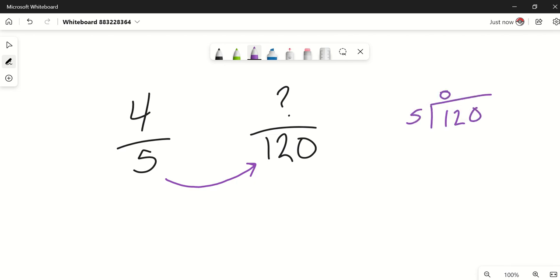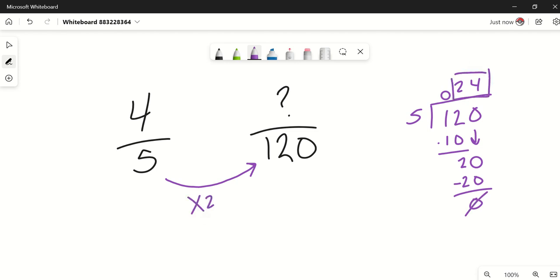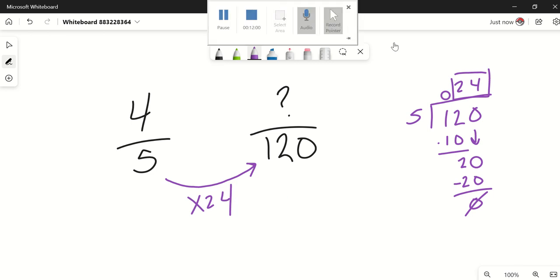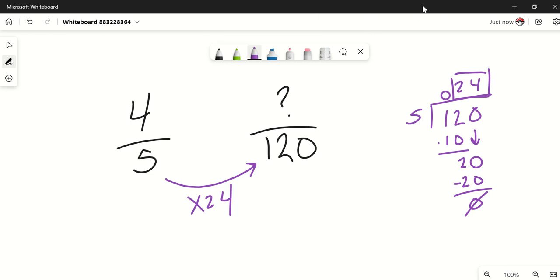5 will not go into 1. 5 will go into 12 twice. That will equal 10. When I subtract, I'll get 2 left over. Bring down the 0. 5 will go into 20 4 times. That will equal 20. I'll have nothing left over. So I need to multiply this by 24. So in order to get 5 to become 120, I multiply it by 24.